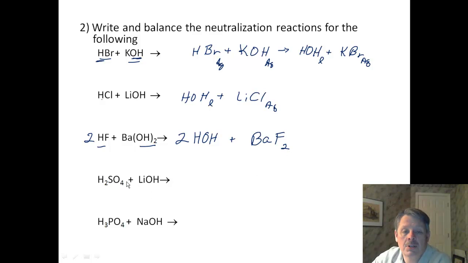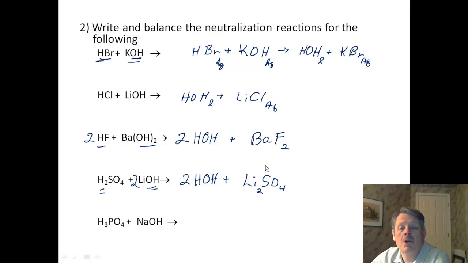All right, let's do this one. We have two hydrogens, you'll notice. We have to have two OHs, so we're going to have to put a 2 in front of here. So we're going to end up with two waters, two HOH, and we're going to end up with lithium sulfate. But lithium has a +1 charge, sulfate has a -2, so we crisscross them, so we get Li2SO4. How about here? Very similar.